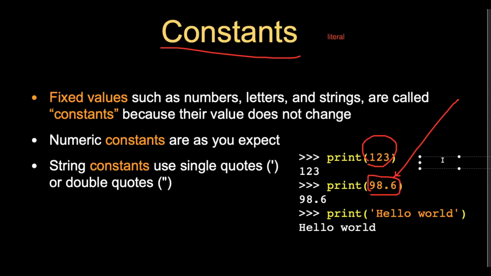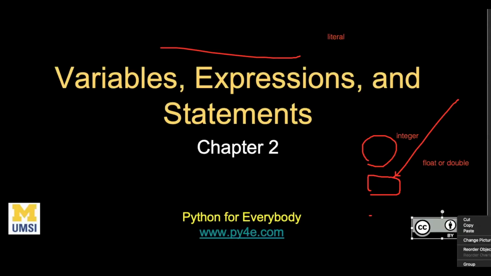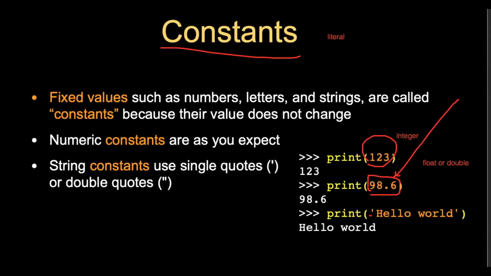So this is what we call either float or double, okay? And 1, 2, 3 is what we call integer, okay? And what about this hello world with the apostrophe associated with it? String. Yes, this is what we call string. Let's go back here. Okay, this is what we call string.